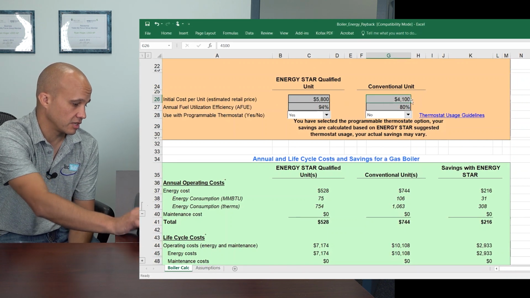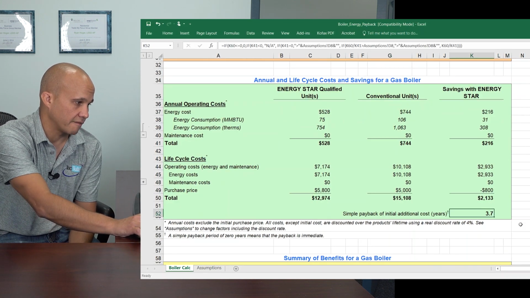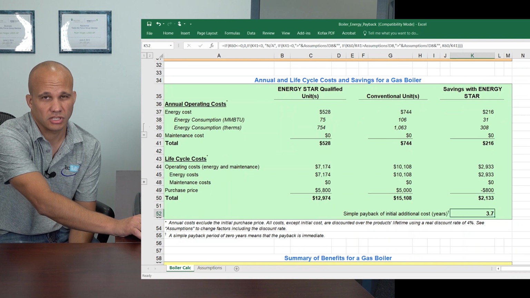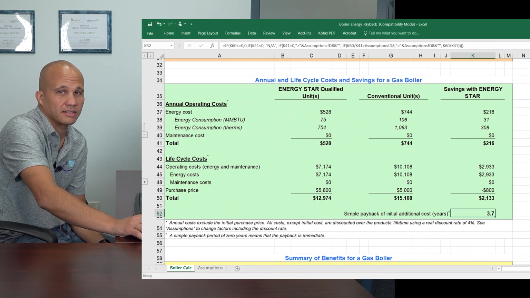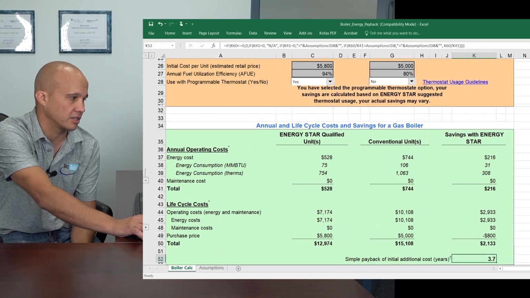If the price of the two things is closer to each other, $5,000 versus $5,800, then obviously my payback goes down. So seeing a high efficiency boiler in that 8, 9, 10 year payback is not abnormal. That's a pretty normal range to see for a payback calculation on a boiler.